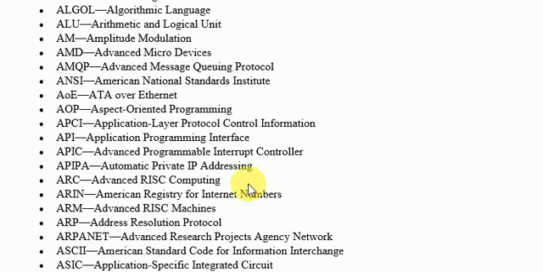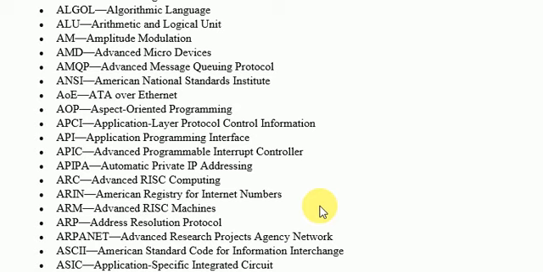Then next one is ARIN, American Registry for Internet Numbers. Then next one is ARM, Advanced RISC Machine. ARM is one type of microprocessor. Nowadays this ARM processor is used in smartphones.